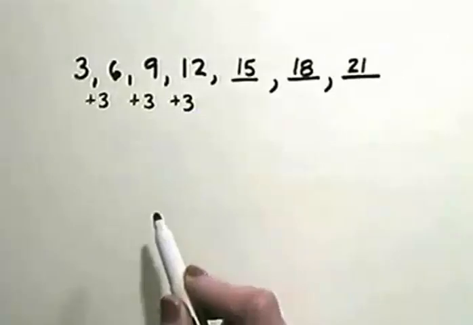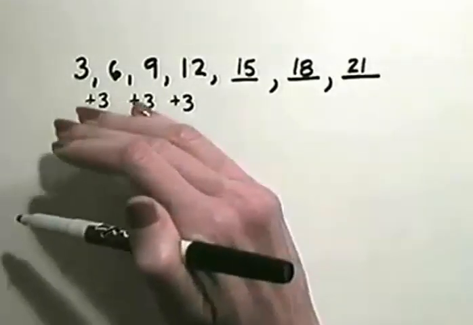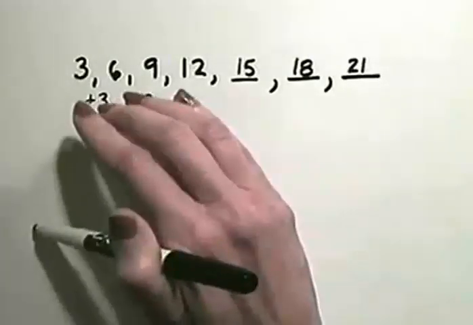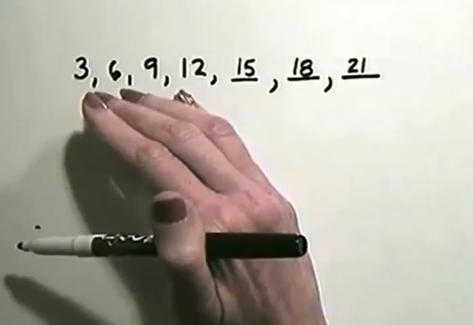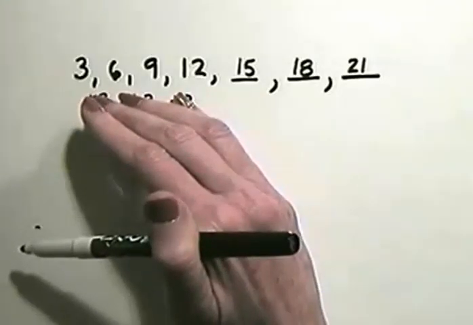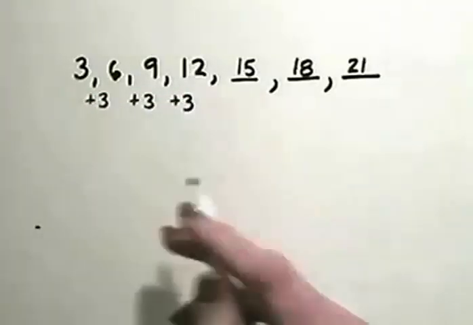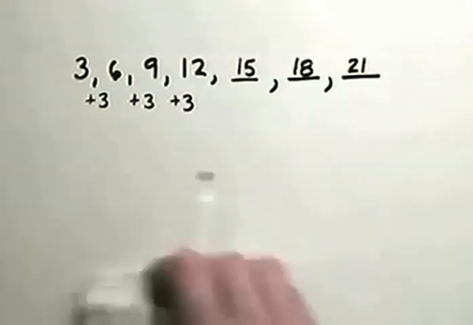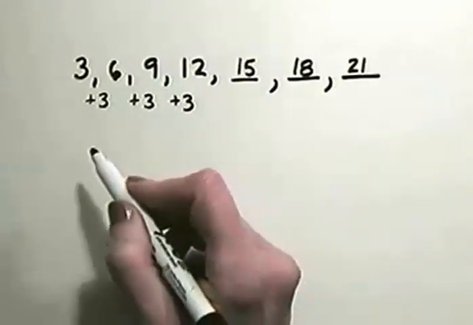You may also have looked at this pattern, and instead of noticing the addition of 3 each time, you might have just said, well, that's the multiples of 3. 3, 6, 9, 12, and continued in that manner. So there's more than one way to see what the next entry in the pattern is. Let's look at another one.